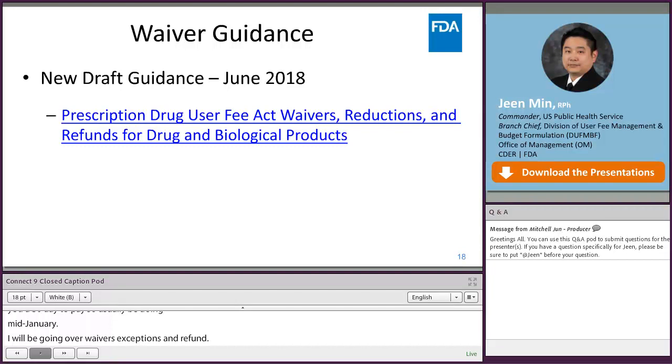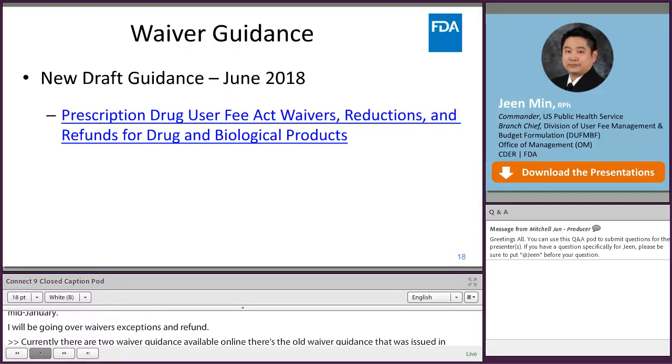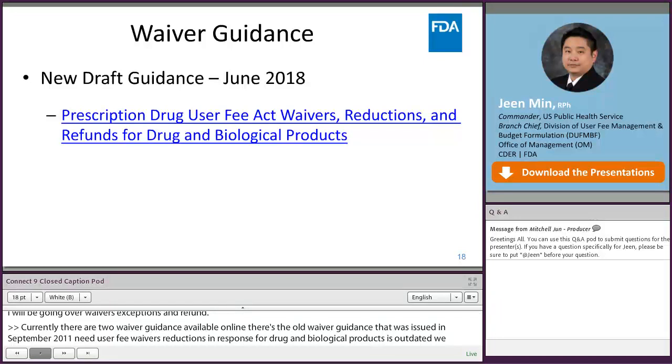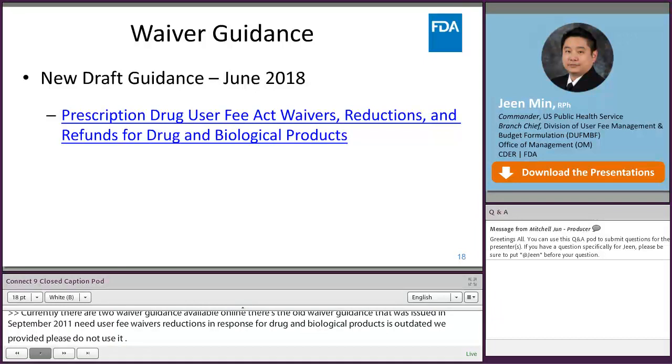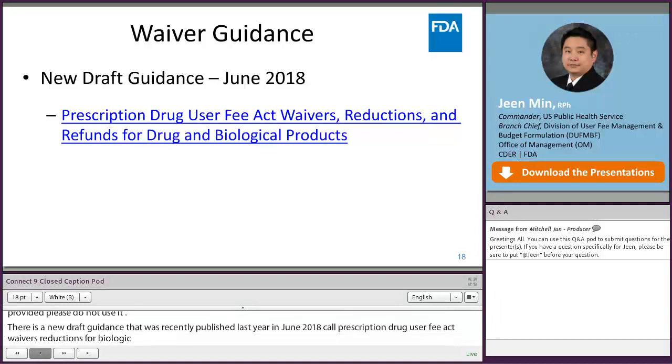There is a new draft guidance that was recently published last year in June 2018 called Prescription Drug User Fee Act, Waivers, Reductions, and Refunds for Drug and Biological Products. This is updated information and our new policy, so please make sure you use the new draft guidance. Do not use the old guidance. Unfortunately, until the draft guidance is finalized, both guidance are available online.